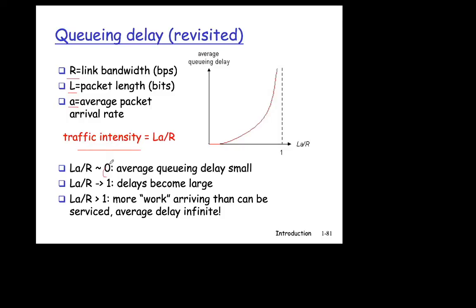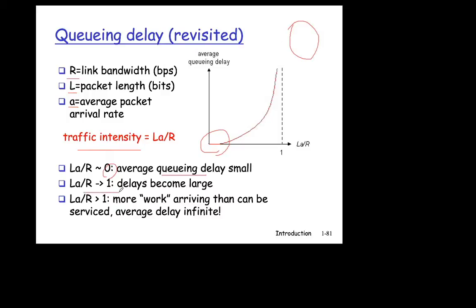So when that quantity is close to zero, that means incoming rate very low, outgoing rate very high, then no bits really need to wait. So queuing delay very small. And it's depicted here. When LA divided by R is very small, queuing delay also very small. The other extreme is here. When the intensity is greater than 1, that means there are more bits coming in than bits going out. And as time goes on and on, the newly arrived bits will need to wait longer and longer and longer. And it's pretty much here, approaching infinity.